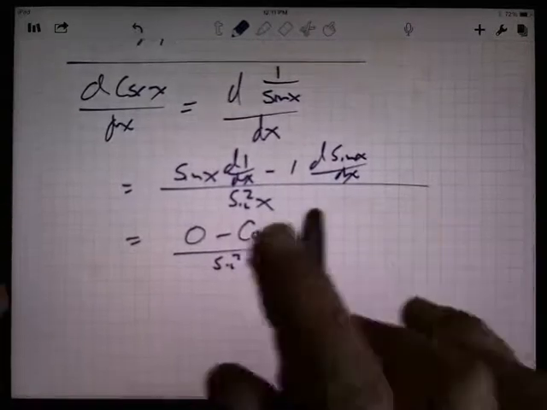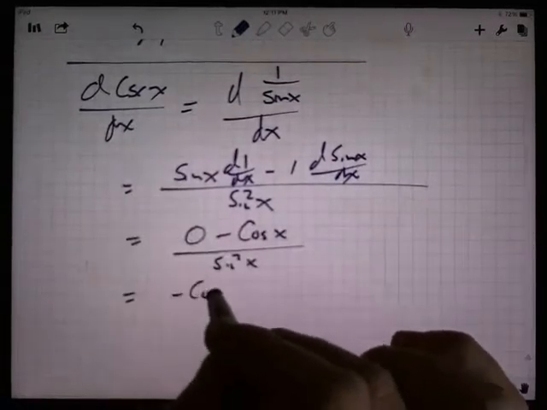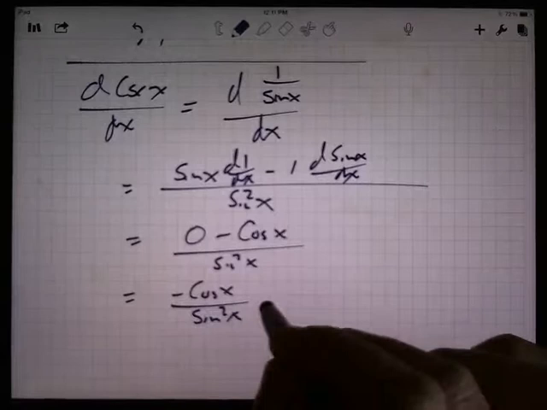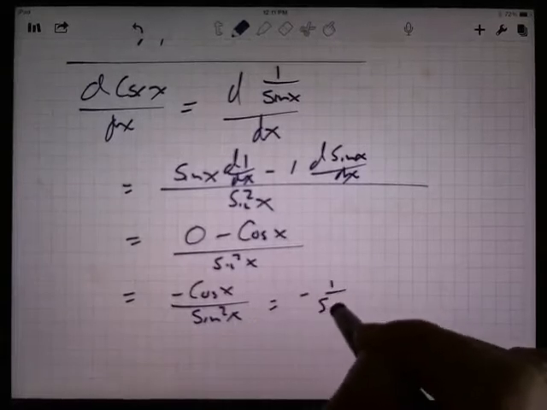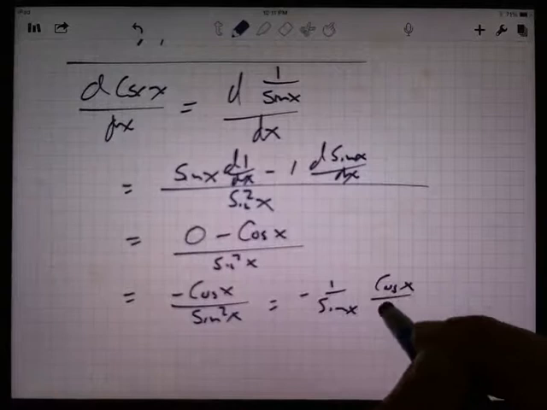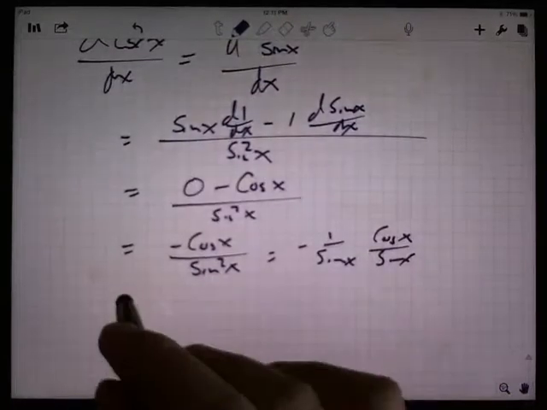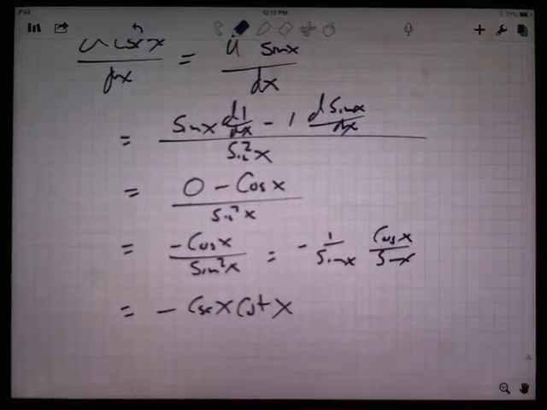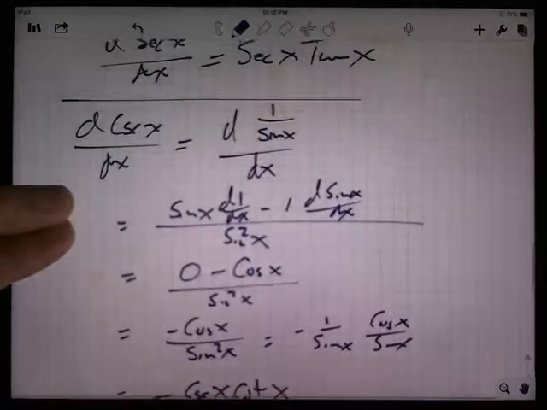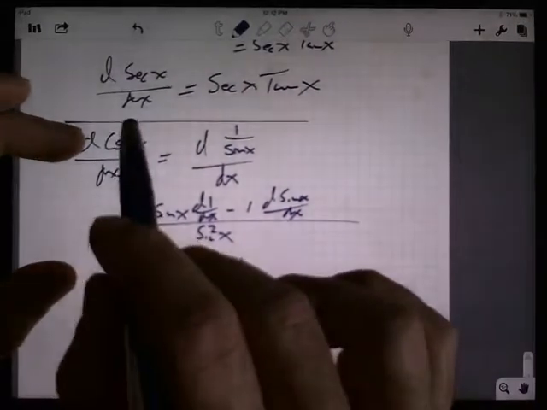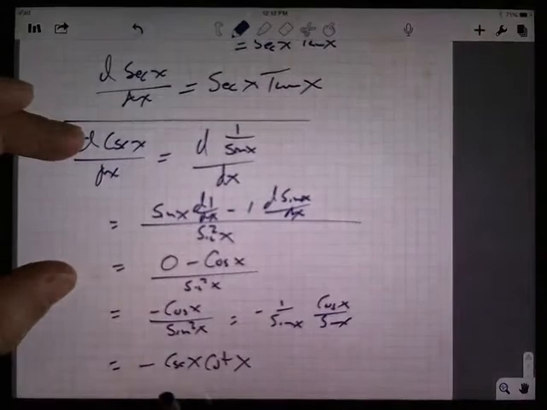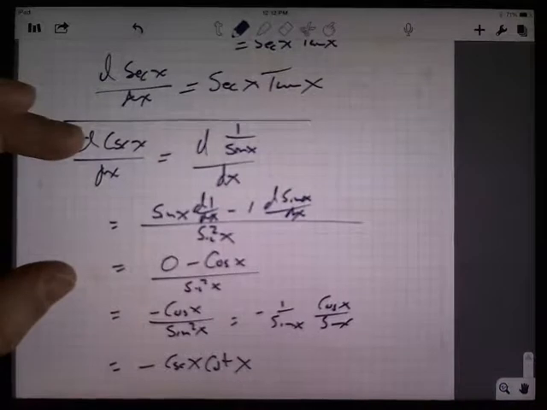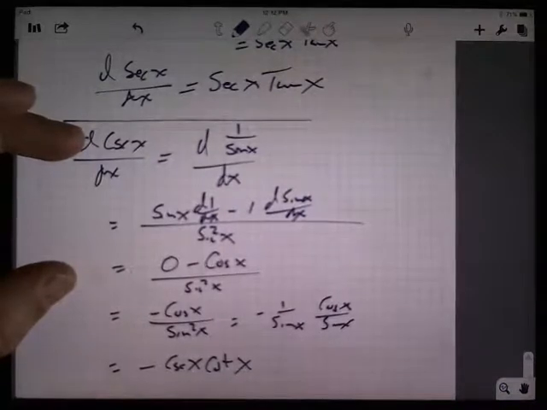So sometimes you might see the derivative of the cosecant written as negative cosine x over sine squared x, but generally we don't leave it that way. We write it like this. So this is negative 1 over sine x times cosine x over sine x. Right. So this is negative cosecant x times the cotan x. Let me shrink this down a little bit. The derivative of the secant x was secant x times tangent x. The derivative of the cosecant x is negative cosecant x cotan x. Right, they're very closely related.